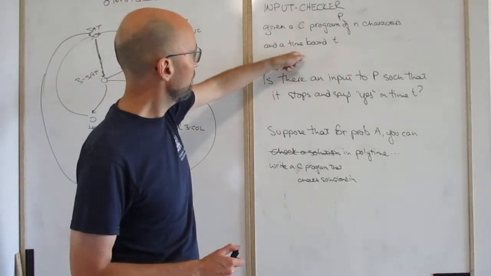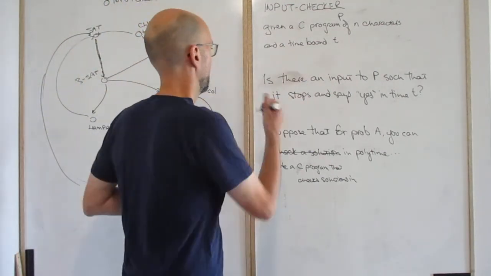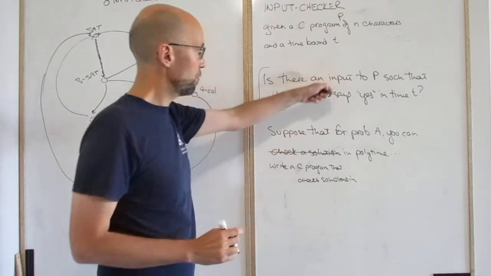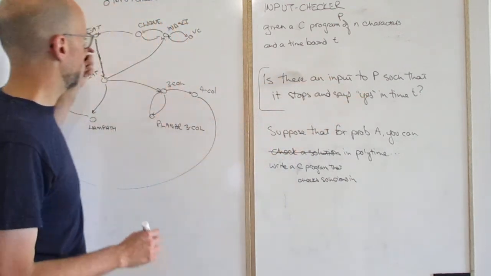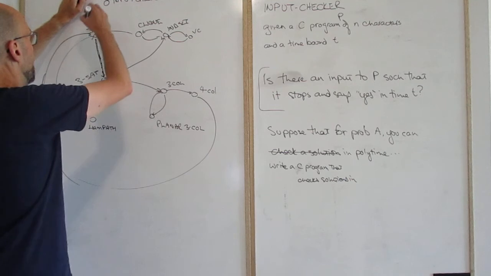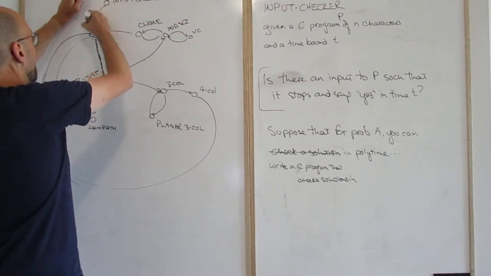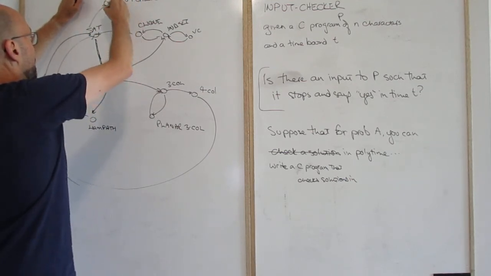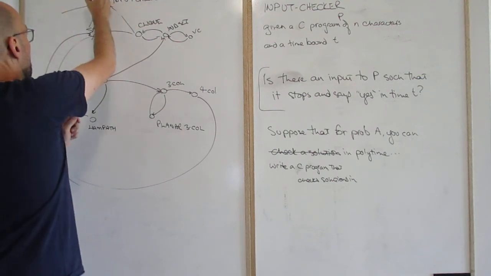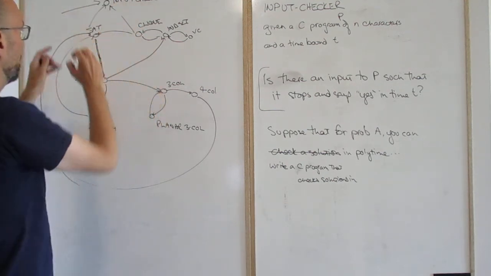So you believe that this is a hard problem. If we could solve this, we could solve all of these. So I'm going to say input checker, obviously SAT reduces to this, clique reduces to this, other stuff reduces, Hamiltonian path reduces, all of these things.